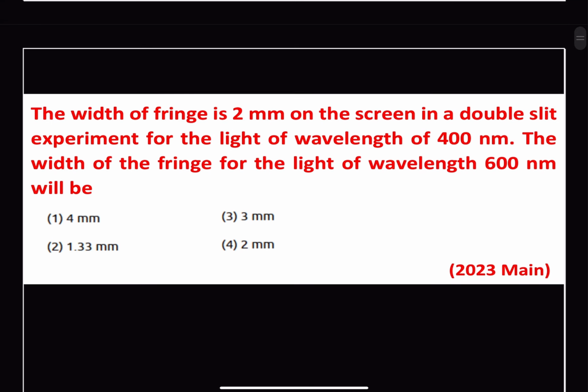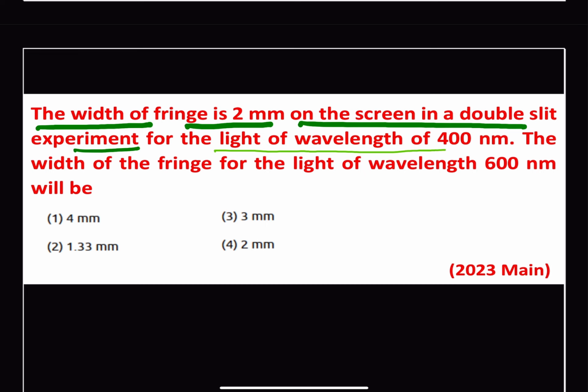Next question. We are given that the width of the fringe is 2 mm on the screen in a double slit experiment for light of wavelength 400 nanometer. The width of the fringe for light of wavelength 600 nanometer will be?